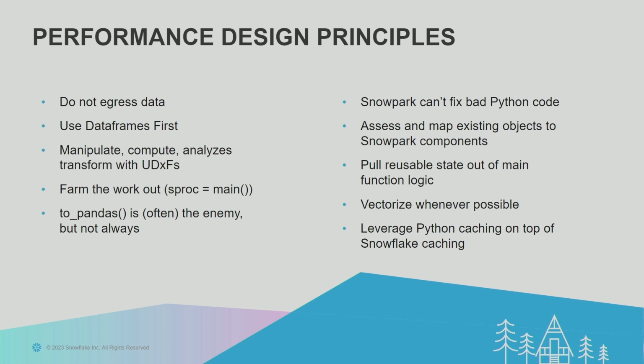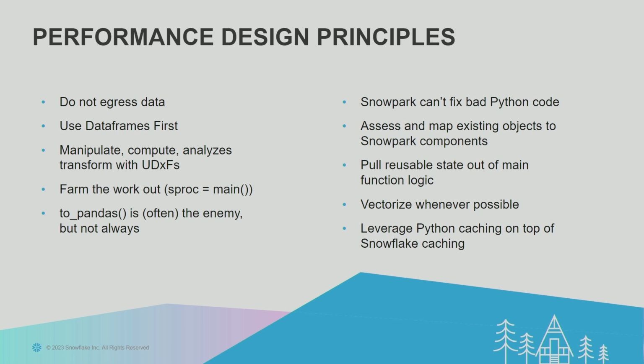The other thing is to basically pull reusable stuff out of main logic. The reason being that a lot of Snowpark Python code re-executes as batches of data get processed through it. And so rather than have certain things happen over and over and over again that you just need once, you just do that at the top, right? Vectorize whenever possible. I already talked a lot about that.